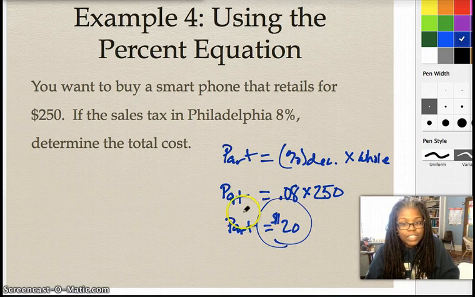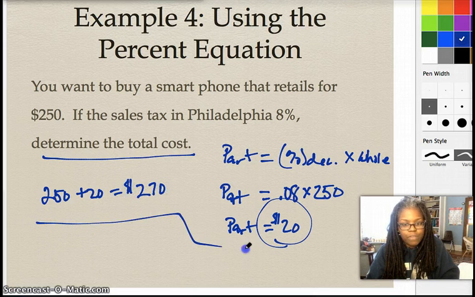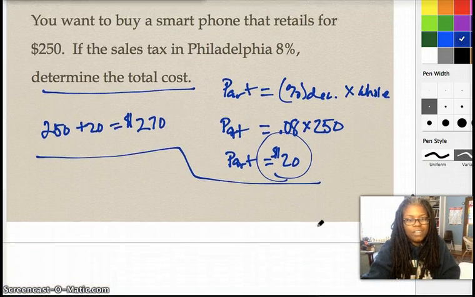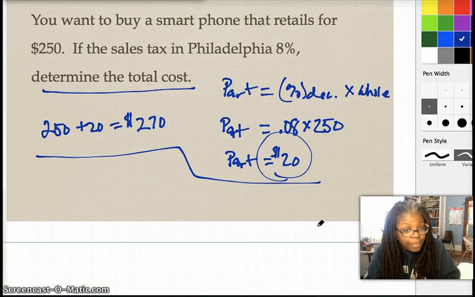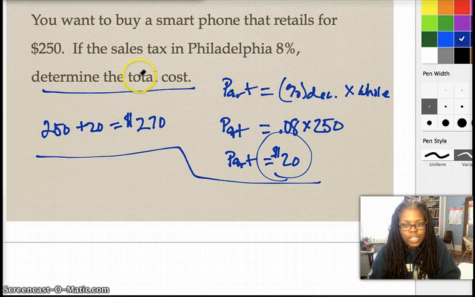So what you need to do to find the total cost is to take the 250 and add to that $20. And a lot of you quickly have gotten $270. So it's going to cost you $270 for that smartphone. But here's what I'd like to do. There is actually a quicker way of doing this. And here's what you need to know.